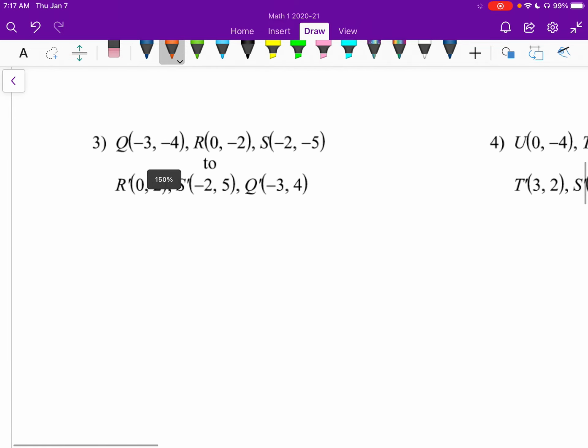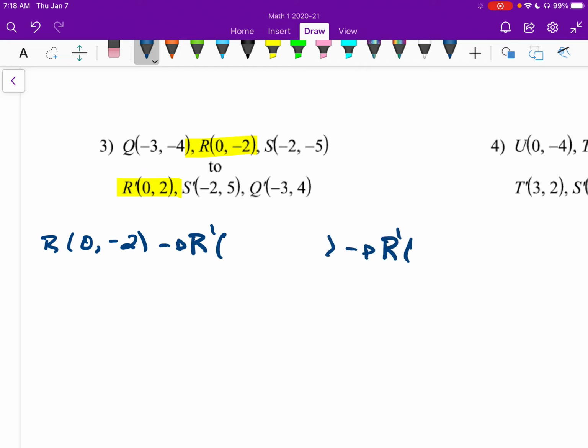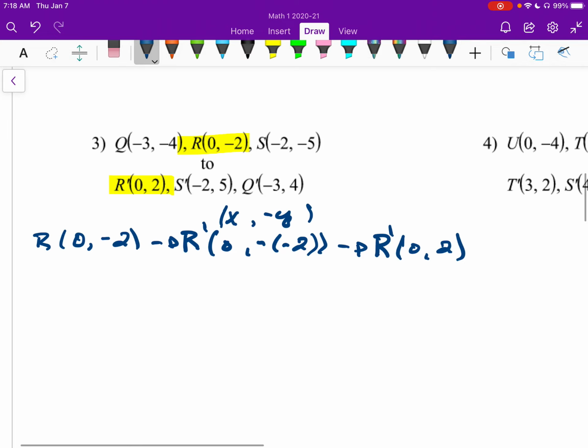Number 3, again, we just pick one point. I'm going to use R here. So R is at 0, -2. Something happens, and then R prime turns out to be 0, 2. Again, we look, the zeros stay the same, so we have a 0 in the front. A -2 turns into a +2, so it's going to be like -y. This would be like (x, -y), which, just like the last ones, is a reflection over x-axis.